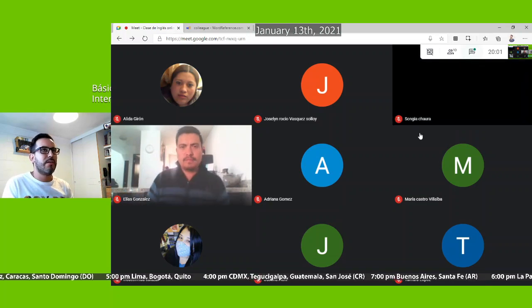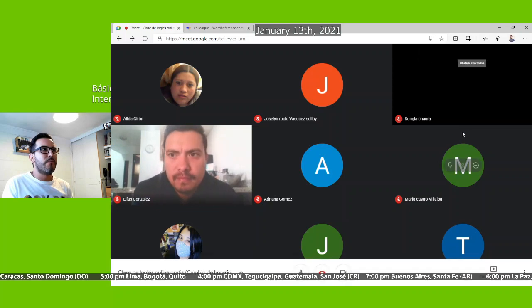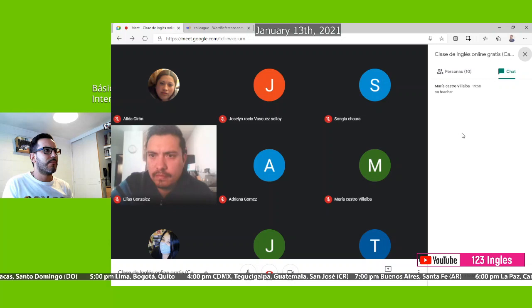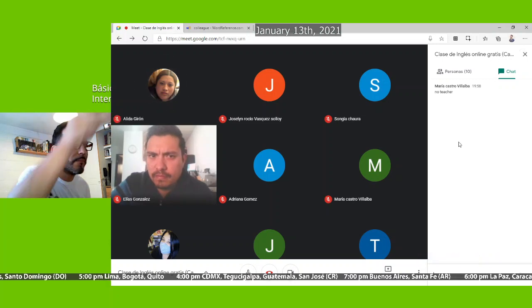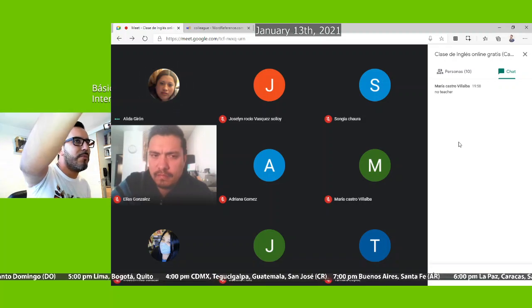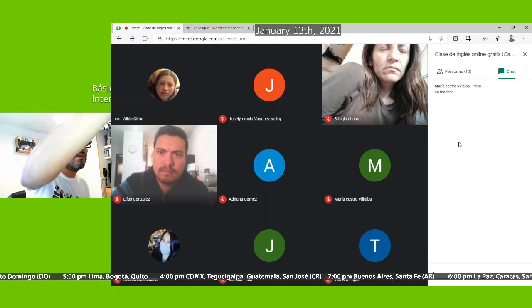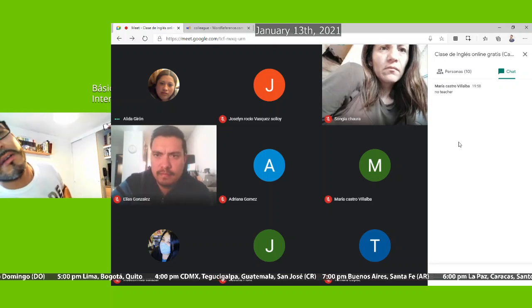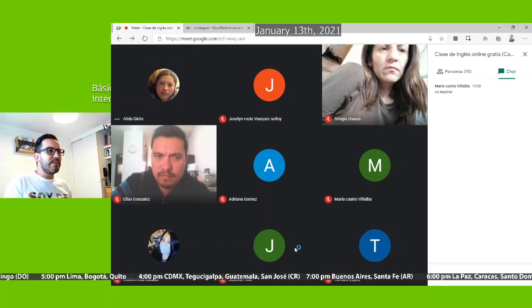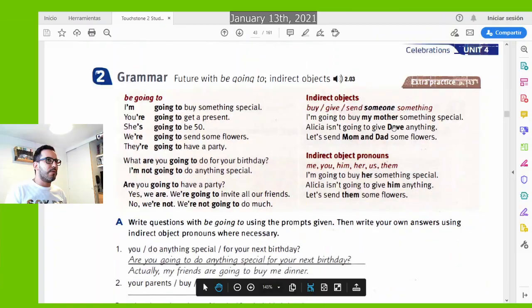Déjenme ver ahí qué están escribiendo en el chat, que está un poquitito lento este computador hoy día. Teacher, sorry. Which book are you using? Which book are we using? The book is called Touchstone. Dame un segundito. Estoy tratando de subir el volumen de la pantalla. Okay, the name of the book is Touchstone. I'm going to write it here. I'm going to show you. Okay, this is the book that we are using. Let me show you the book.